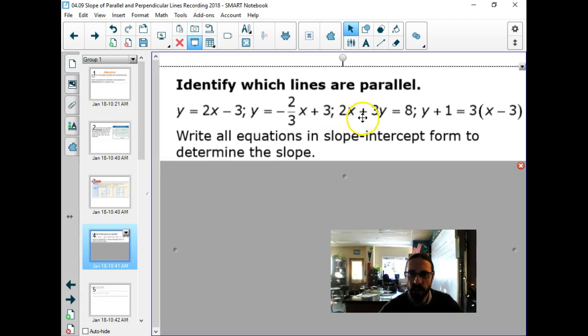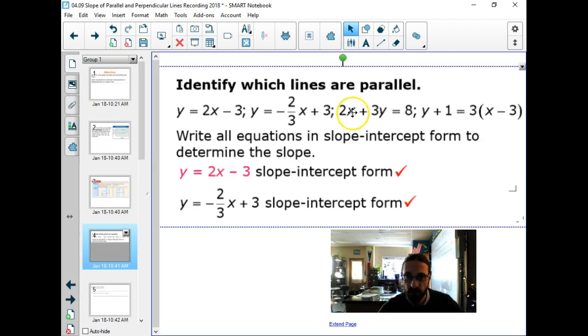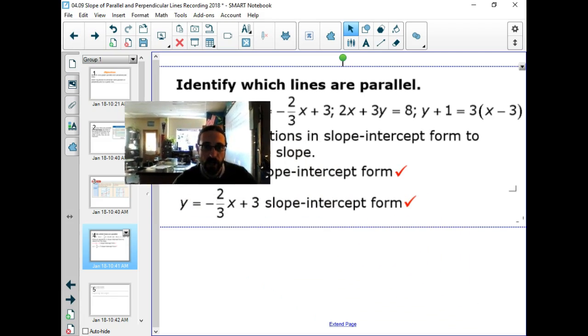This one is 2x plus 3y equals 8. I've got to fix that one. And this one here is in point-slope form, which I can rearrange, or I can look right here at the 3 and say, oh, wait a minute, the slope is 3. So let's work on this third one on the board.